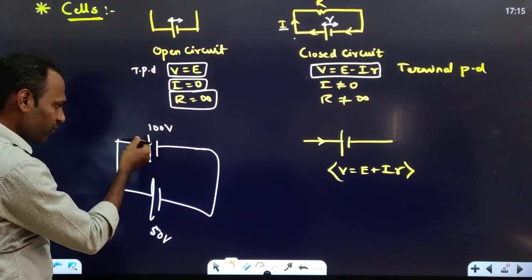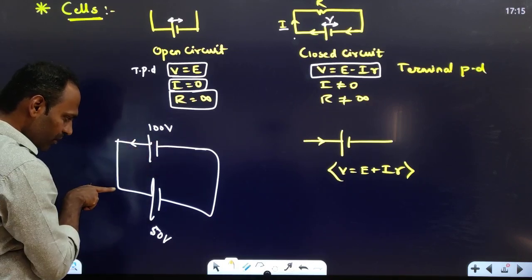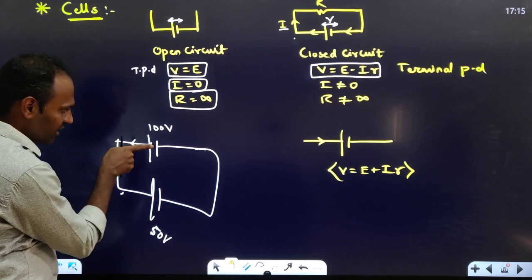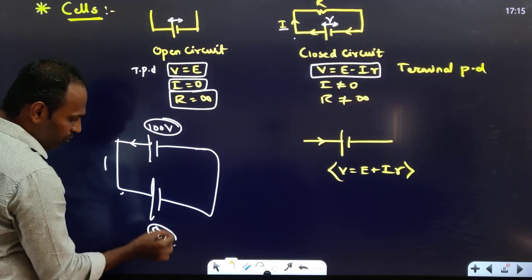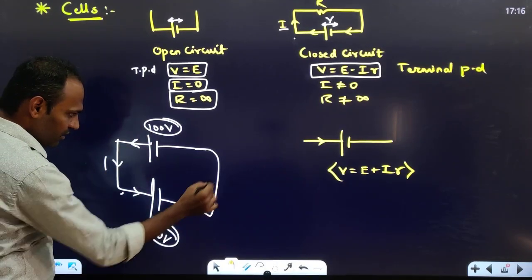So if you show the current going out from this side, this is correct for this cell, it is coming out from positive. But for the other cell, the positive inverts. If you show it from this side, this is correct for this cell, but this cell inverts. So you should decide on the voltage, which cell is having more voltage, that is said to be the dominant cell, and the current will flow according to that dominant cell, right?